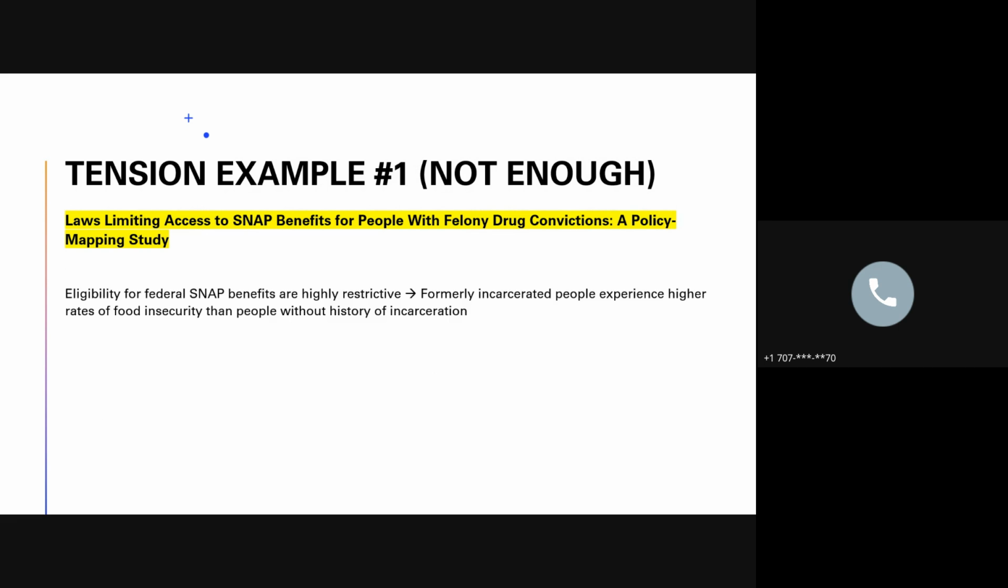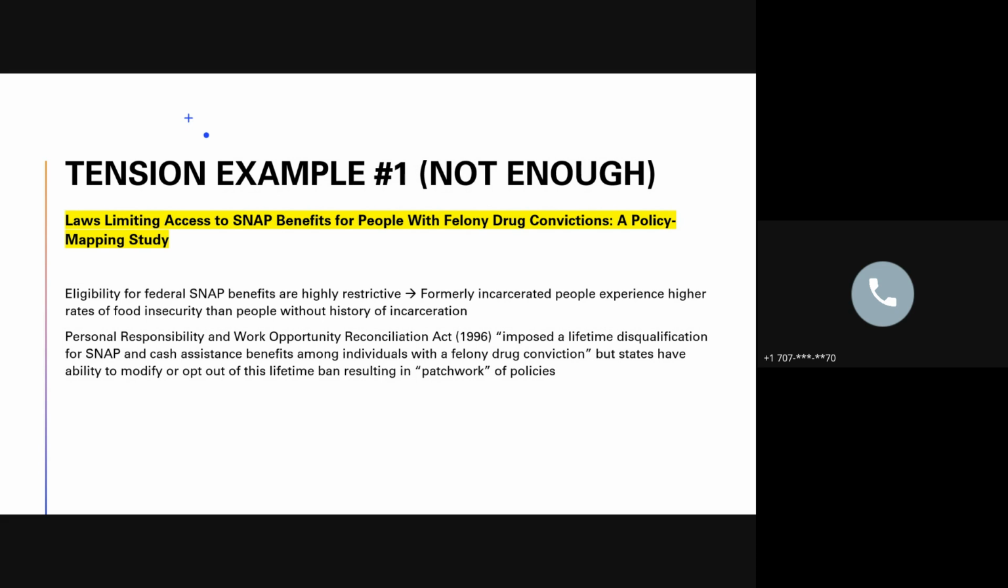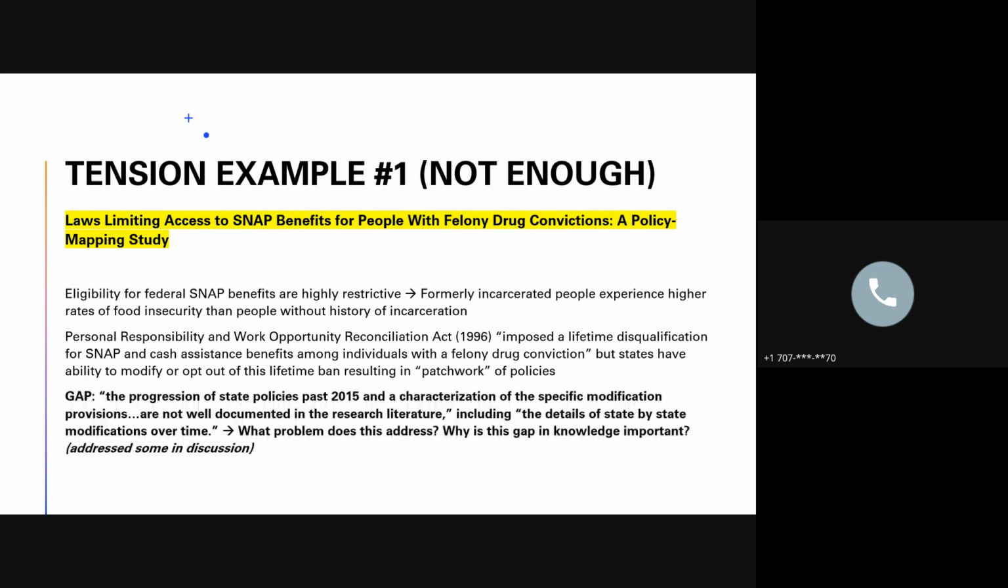In this first example, they state that eligibility for federal SNAP benefits is highly restrictive, and that formerly incarcerated people experience higher rates of food insecurity than people without a history of incarceration. Okay, that's convincing to me. Yes, we need to study this. We need to figure out what's going on here, how we can change. Then they talk about this act that imposed the lifetime ban, but because the states can change it, there's a patchwork of policies. Okay, patchwork of policies, that's not good.